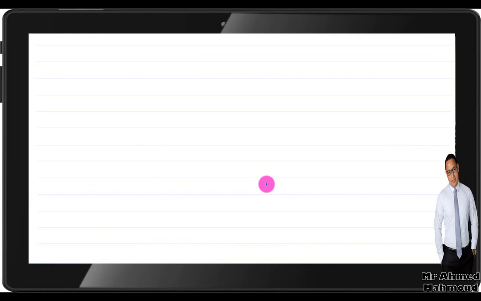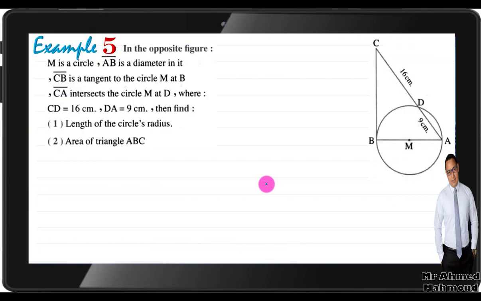Now we have example 5. In this example, in the opposite figure, M is the circle, AB is a diameter, as we see. CB is a tangent to the circle M at B. CA intersects the circle at D. CD is 16, DA equals 9. Find the length of the radius and find the area of triangle ABC.